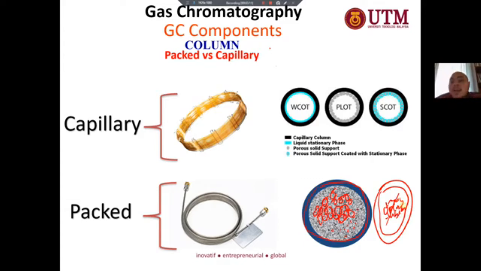Okay, so after the packed column, the next column invented is the porous layer open tubular column. Because the efficiency of separation of the packed column is not that good. A lot of problems, what we call the bleeding problem. We will look at that later on. So they invented the porous layer open tubular column. But the problem here with the open tubular column, here is the open tubular column.